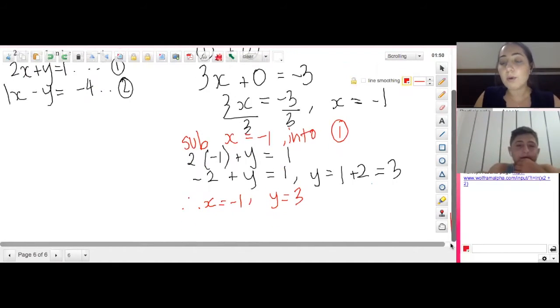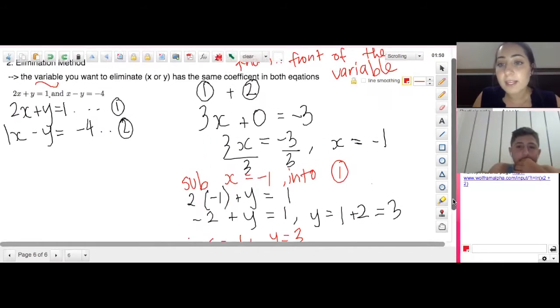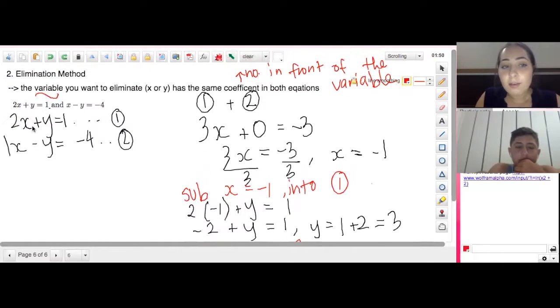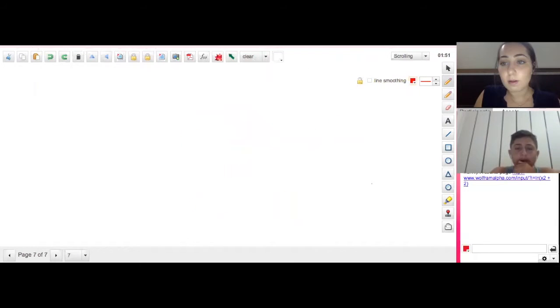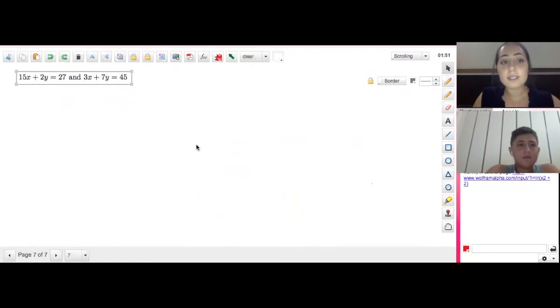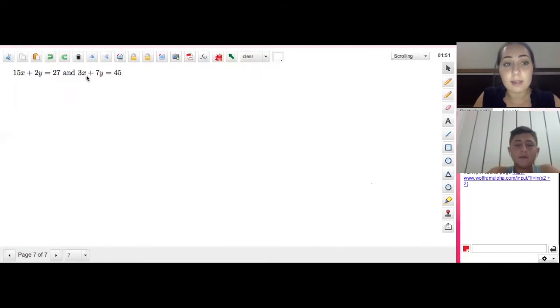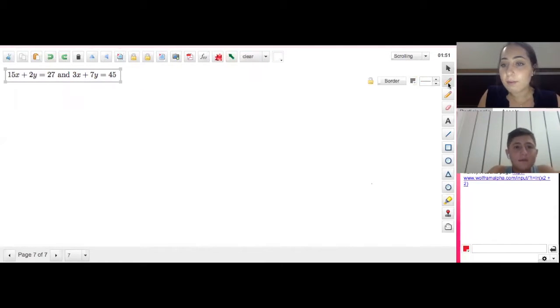So we're going to explore one more example. And in this example, neither of the variables have the same coefficient or the same valued coefficient. So what we're going to have to do is manipulate the question. All right, so looking at this next example, we're going to solve it using the elimination method. So our first step is always the same thing, and that's writing each equation and labeling the equation.